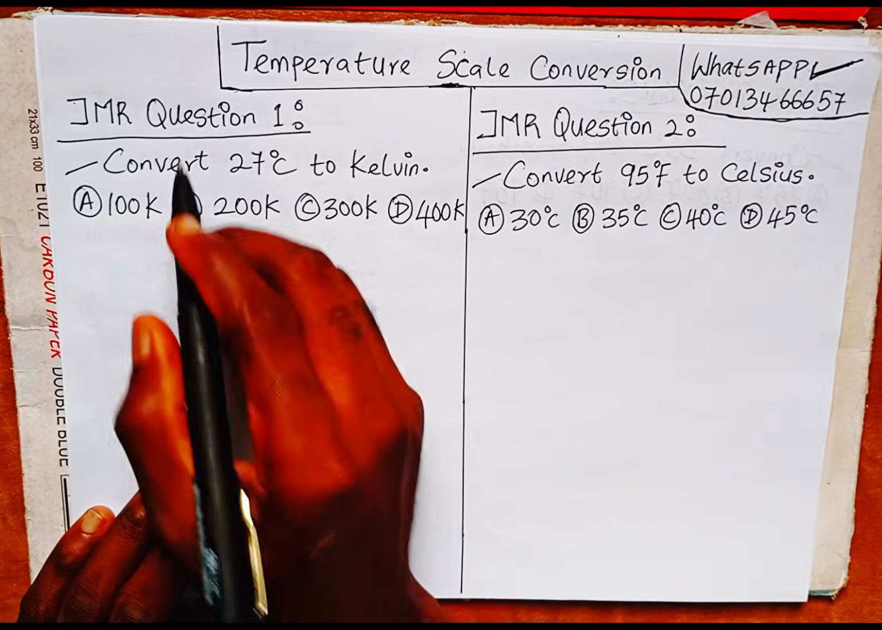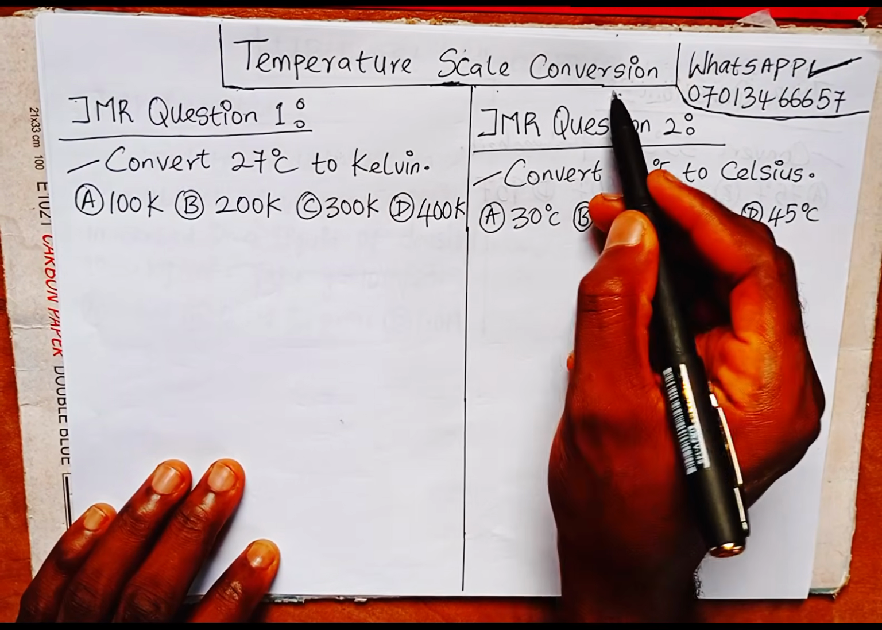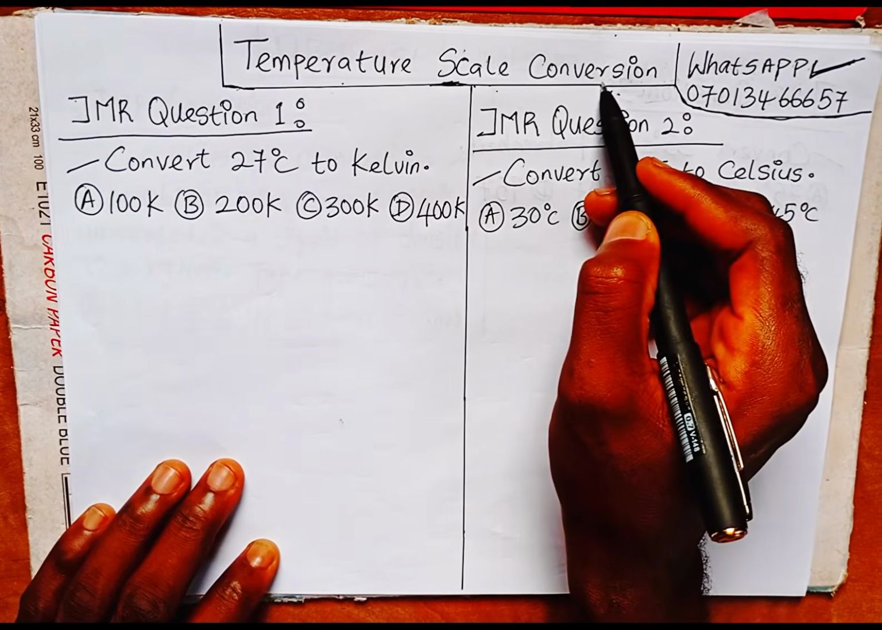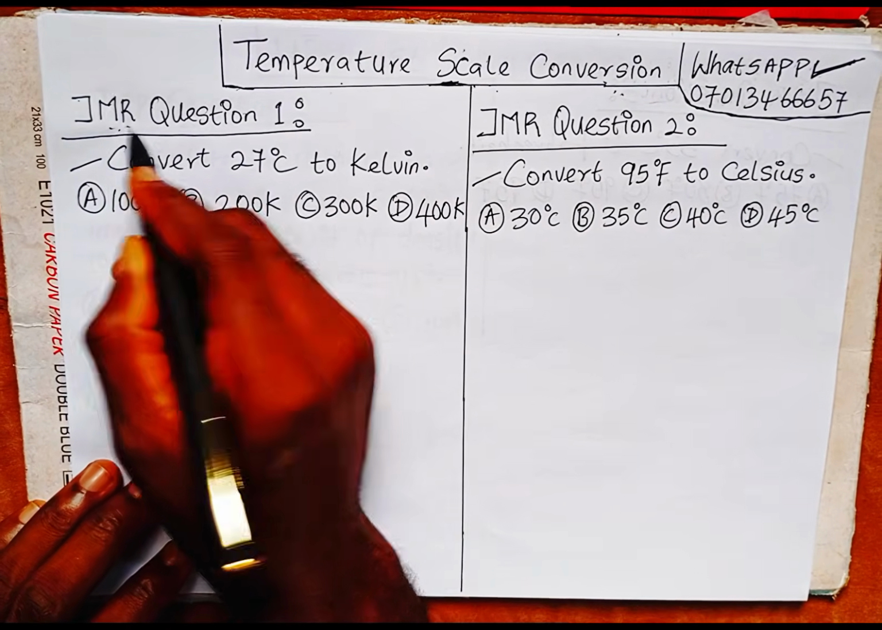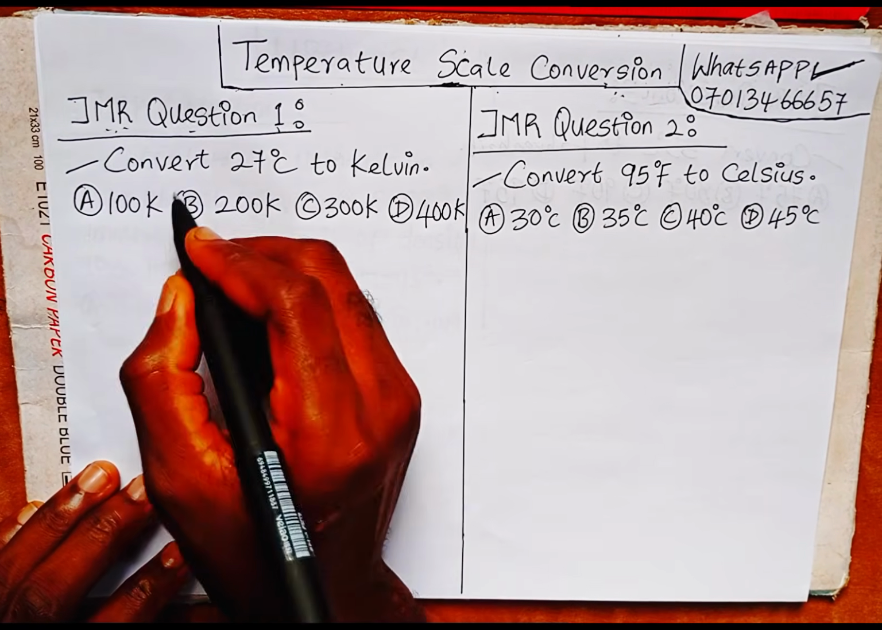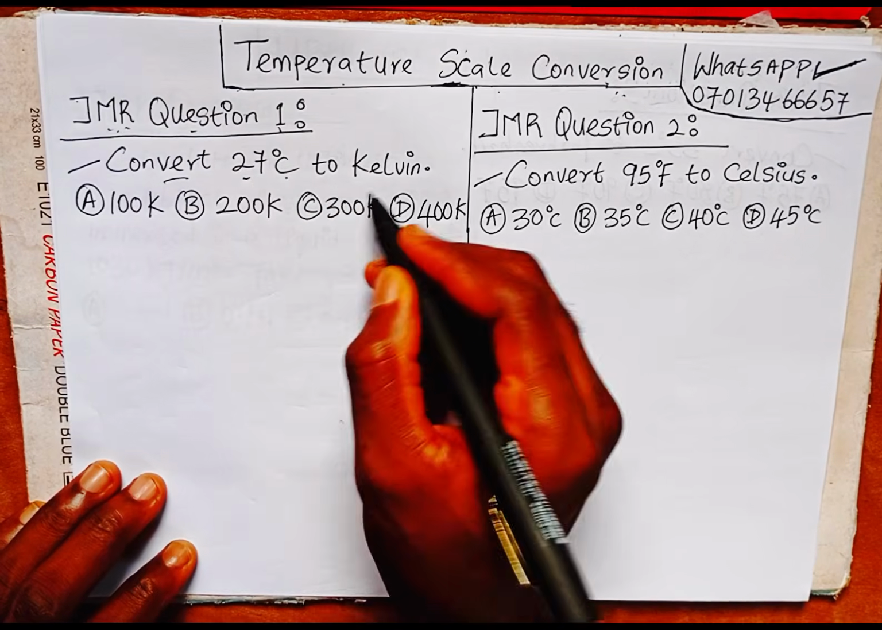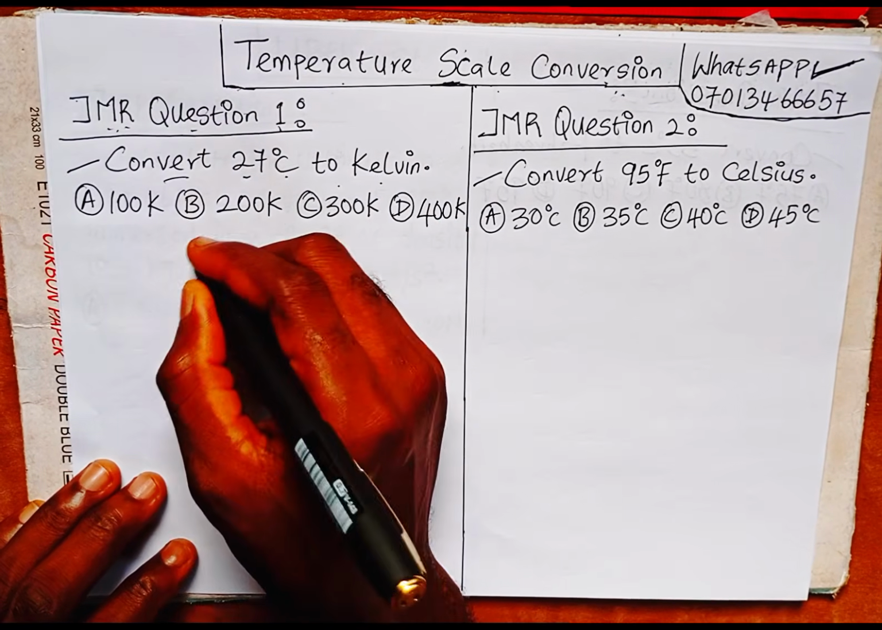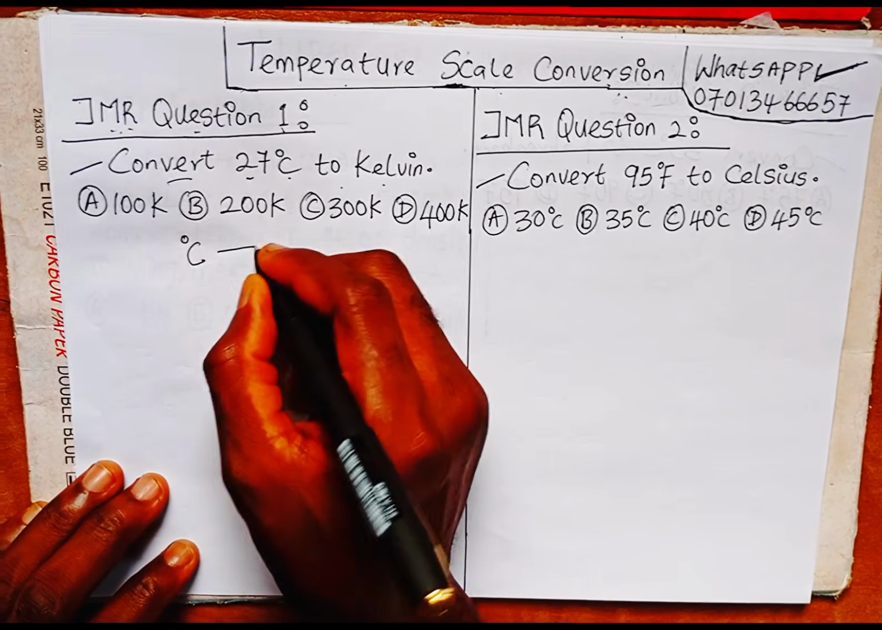Our topic for today is temperature scale conversion. The first question we have here, JAMB must repeat question 1. The question reads, convert 27 degrees Celsius to Kelvin. We are converting from degrees Celsius to Kelvin.